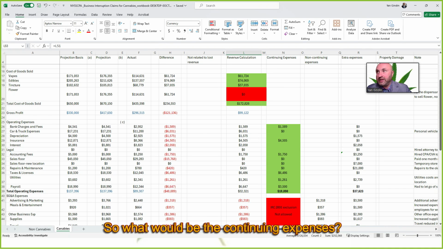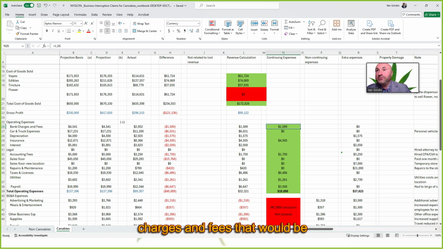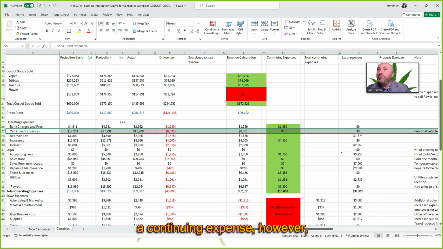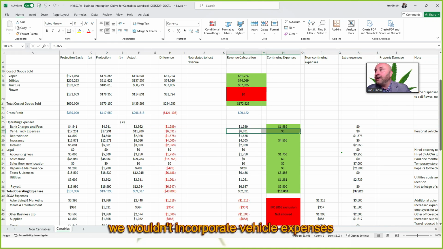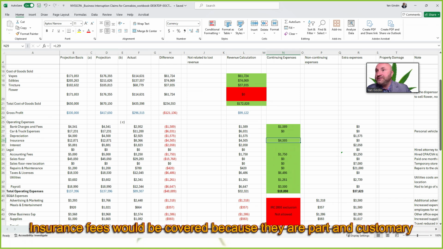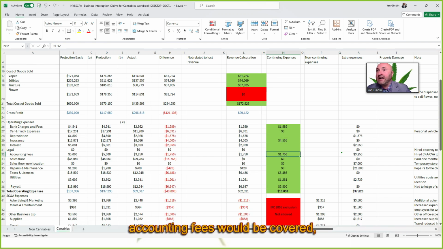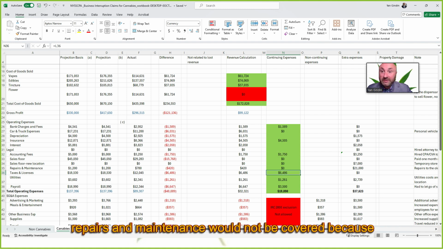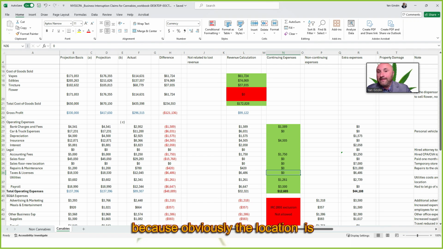So what would be the continuing expenses? When we look at the operating expenses, the business would still be subject to bank charges and fees. That would be a continuing expense. However, when we did the analysis, we realized that the business owner was leasing a personal vehicle under the business expense. Well, that is not allowed. It's not part of the economic substance, so we wouldn't incorporate car and truck expenses into the calculation of our restored revenues. Insurance fees would be covered because they are part and customary. Accounting fees would be covered. Repairs and maintenance would not be covered. Obviously, the premise is no longer in operation, so there is really nothing to repair and maintain.